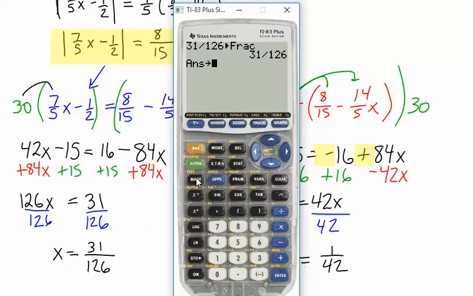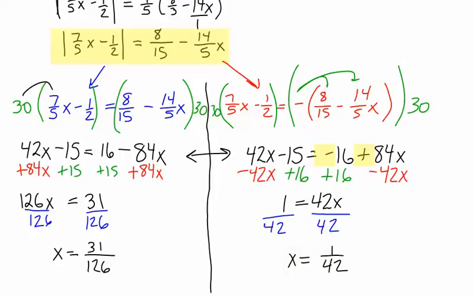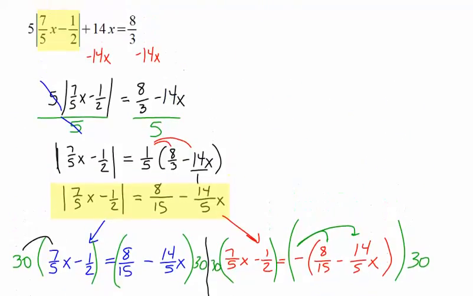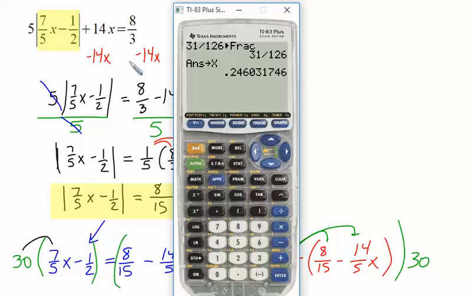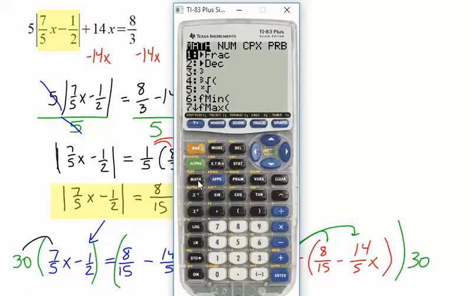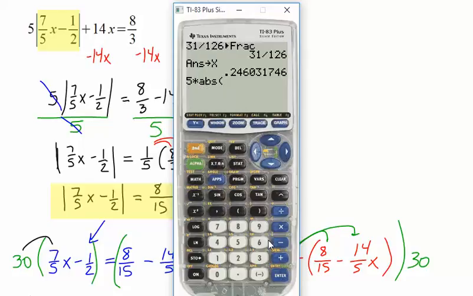So we're going to take 31 over 126 and we're going to store that as x. Now you need to go back to the original problem. So at the very top of the page, I'm going to type the left-hand side. 5 times. Now remember on 83 and 84 it goes into math. Scroll over to PRB. Scroll over to NUM because it's the number. We want the absolute value. So again, that's math. Scroll over to number. Hit enter for ABS. We want the absolute value of 7/5 times x minus 1/2.